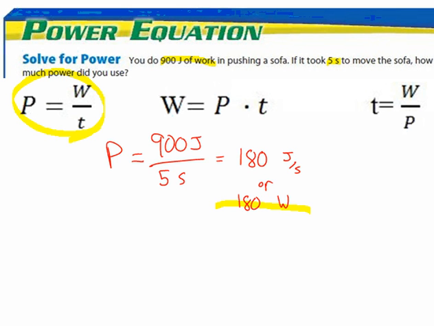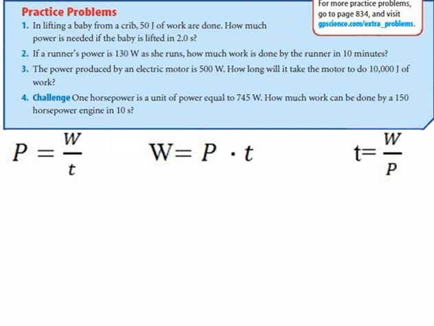So let's look at one of the sample problems. Number 1 says, in lifting a baby from a crib, 50 joules of work are done. How much power is needed if the baby is lifted for 2 seconds? So in this problem, we're going to have to solve for power. So we're going to use this equation, power equals work divided by time. So we plug in the values.